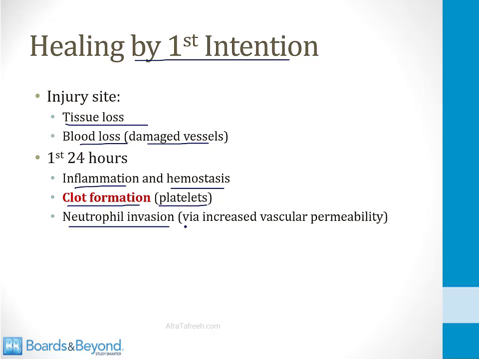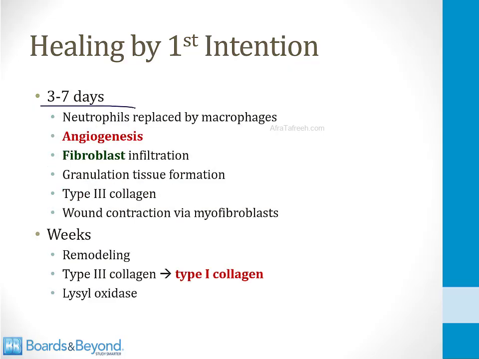In addition, neutrophils are going to invade via increased vascular permeability, the same way I talk about in the video on acute inflammation. This is basically the acute inflammatory process in the first 24 hours going on within that wound that is healing by first intention. During the first week, neutrophils will be replaced by macrophages. I talk about this in the videos on acute and chronic inflammation, but neutrophils only live for a few days, and healing that goes beyond that involves other cells like macrophages. New blood vessels will grow. This is the process of angiogenesis we talked about earlier.